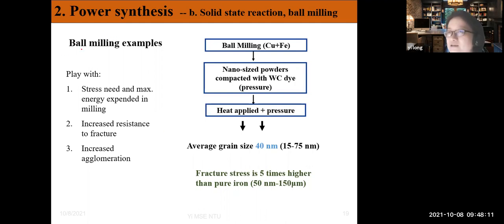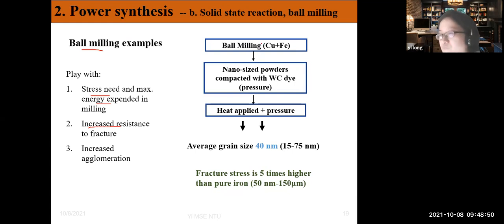This is a ball milling example. Okay, so you need to pay attention to the stress and maximum energy, as we just said, right? Use this Griffith's equation. We know it's going to be more difficult, okay? And also we know there's going to be higher and higher resistance to fracture, because once your particle becomes too small, the stress needed to make it even smaller will be higher and higher. And also once the particle becomes too small, it's very easy for them to agglomerate together. Not only is welding very bad already, but they can even agglomerate together, which means they're too small. So the surface tension is quite high, so they're going to agglomerate together.